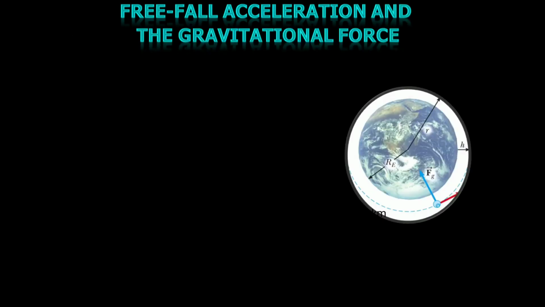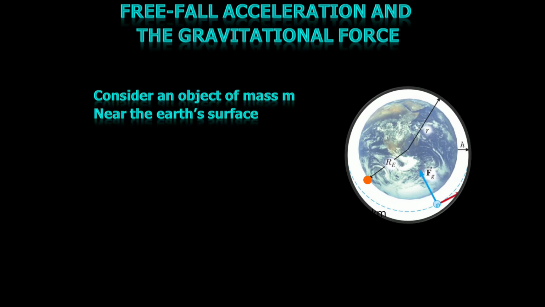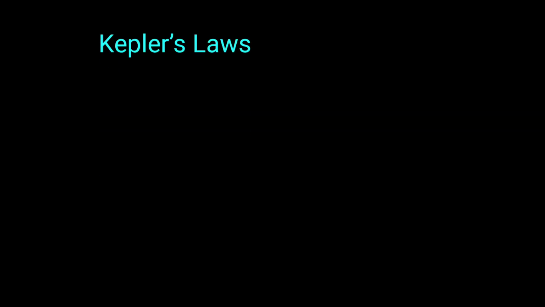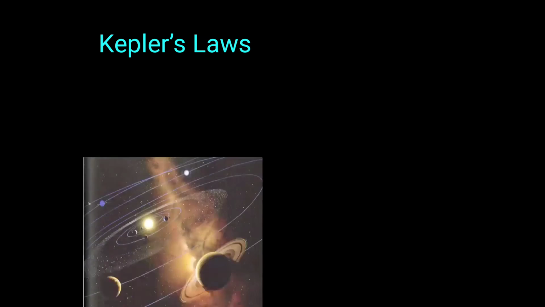Free fall acceleration and the gravitational force. Here, consider an object of mass m near the surface of the earth. It has acceleration due to gravity g, which is 9.8 meters per second squared. Let me go to Kepler's laws.